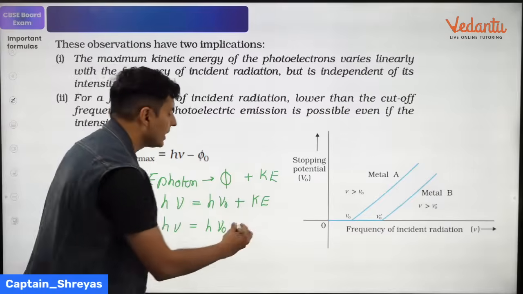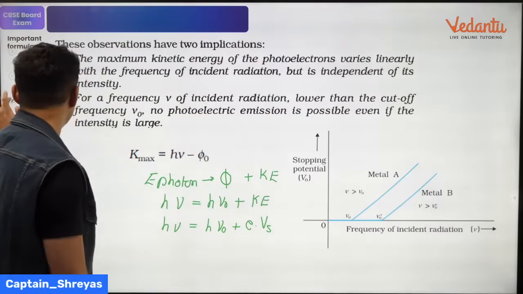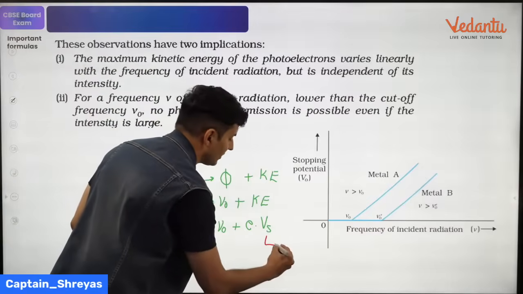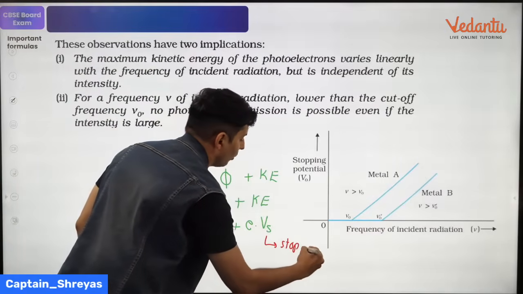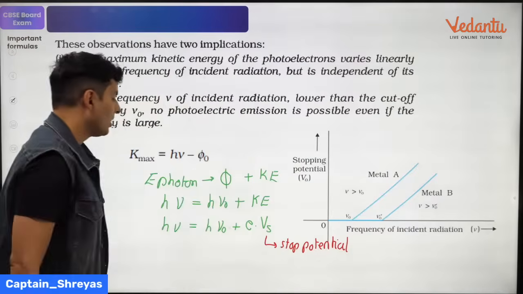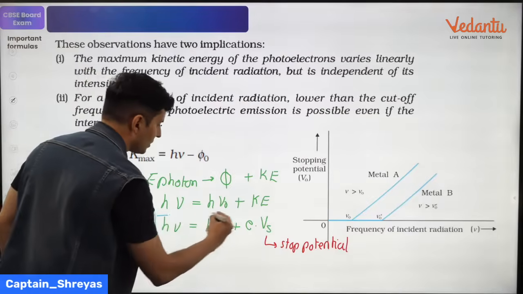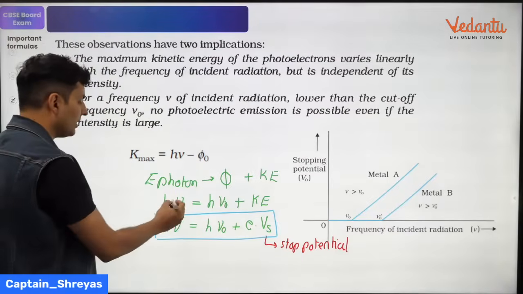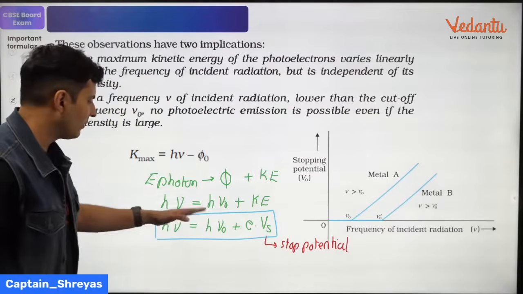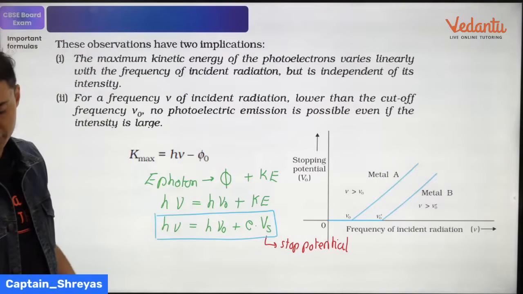Okay, kinetic energy is electron charge times the stopping voltage, Vs. What is this Vs? This is nothing but your stopping potential. This is also an important formula, so keep these things in mind. Either this or this or this, it's the same thing. From here you can go here, from here you can come down here. It's up to you how you want to proceed.